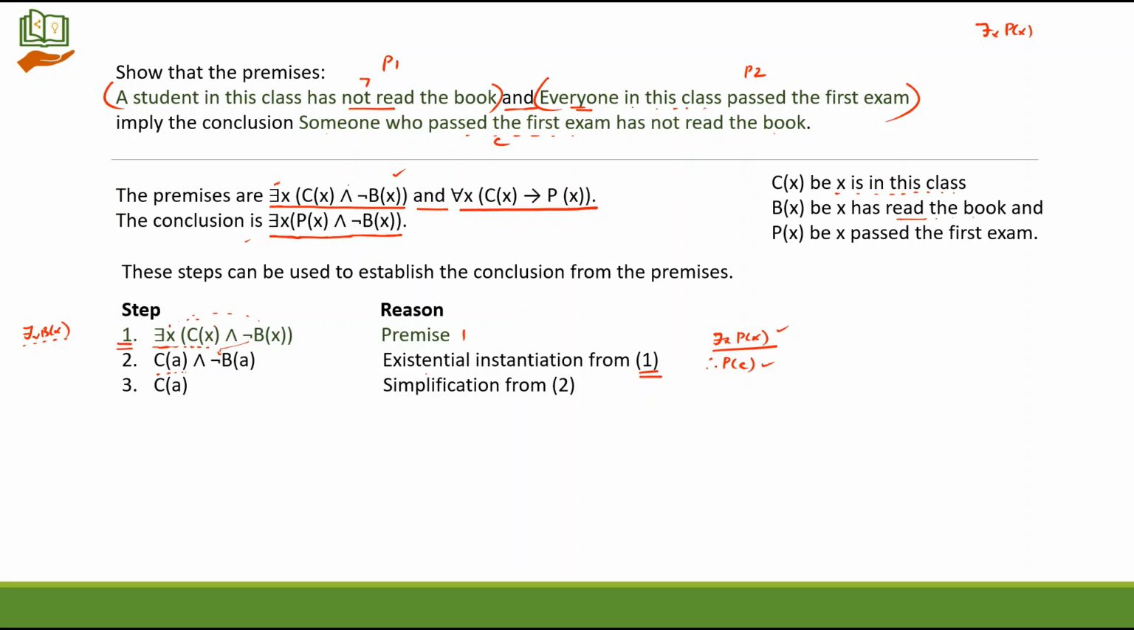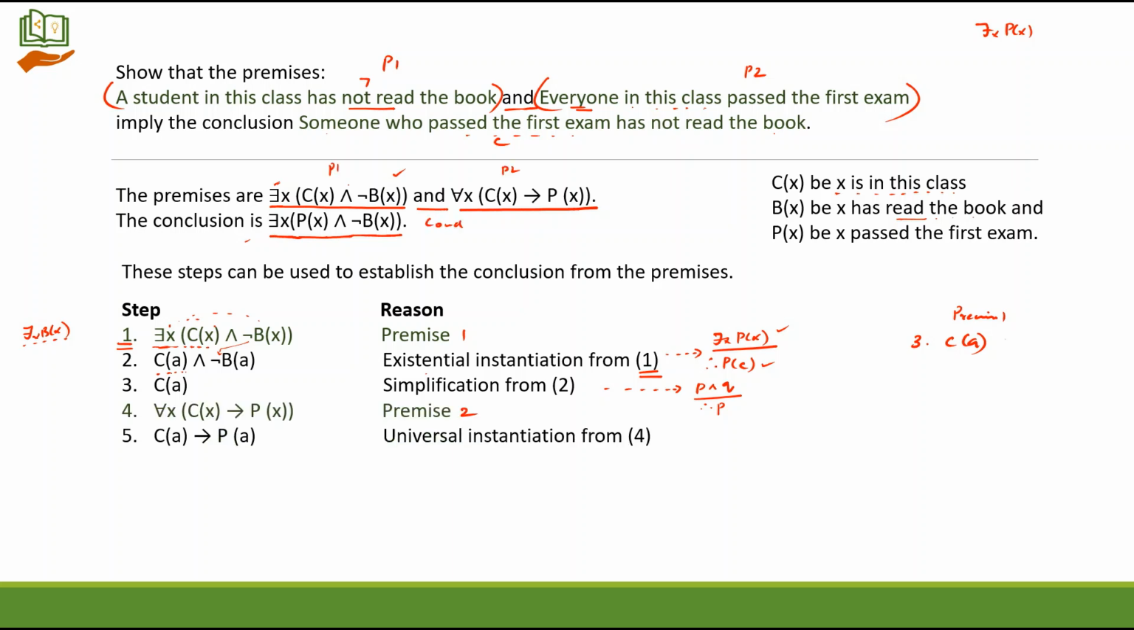We are applying simplification rule. What is simplification rule? If P and Q is given, in conclusion we can take only P. In the third step, we are concluding C of A. Now what about the next premise? We will pick for all C of x.